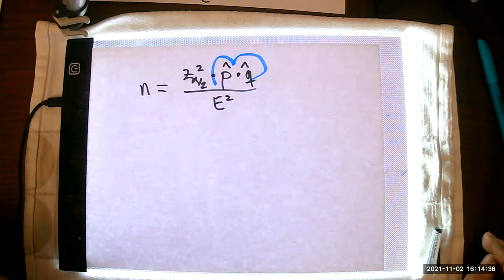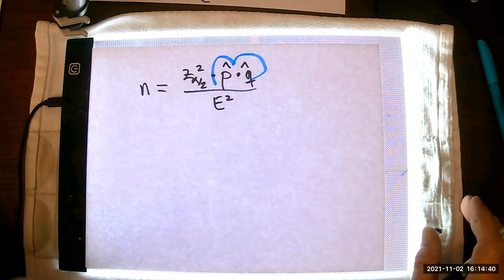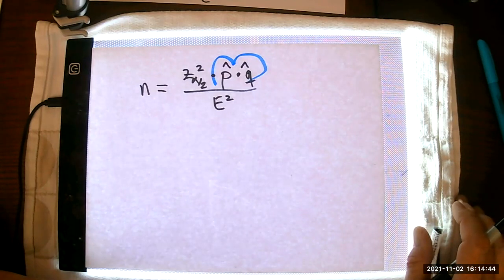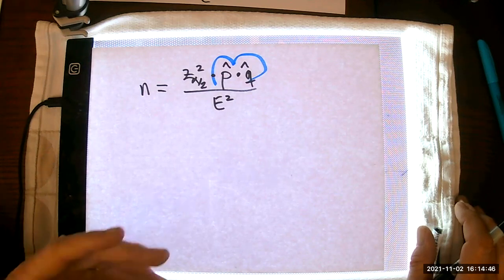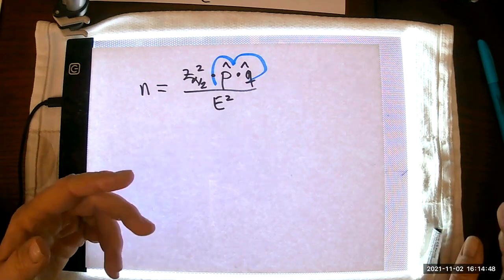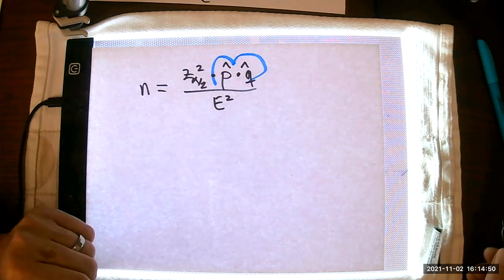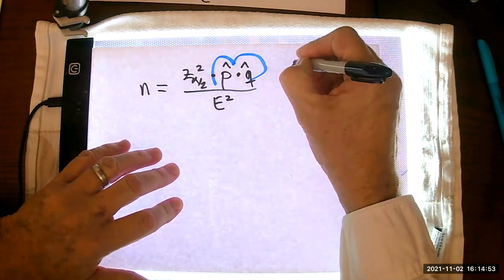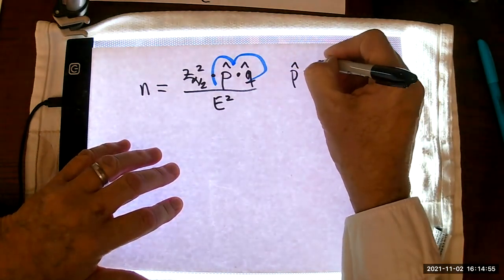If I know nothing about p and q in my population at large, I'm going to assume that both in the population and in my sample, p hat and q hat are equal. That's the most harmonious assumption I can make.